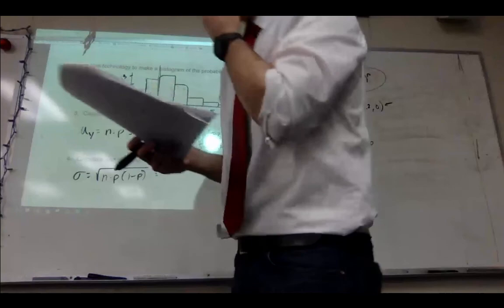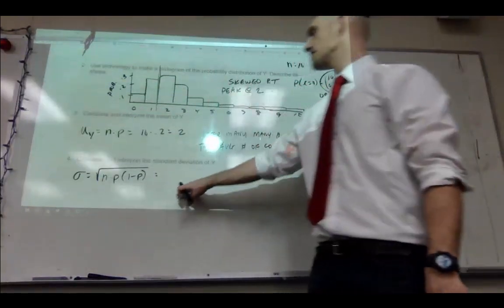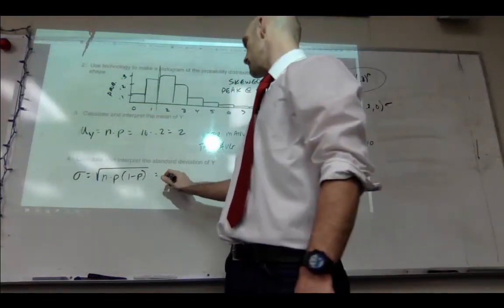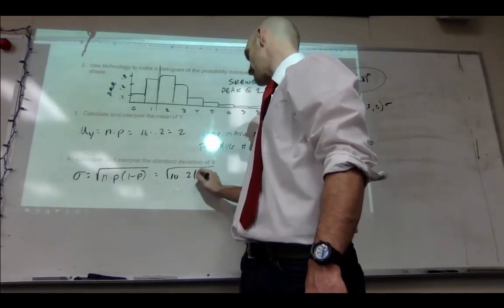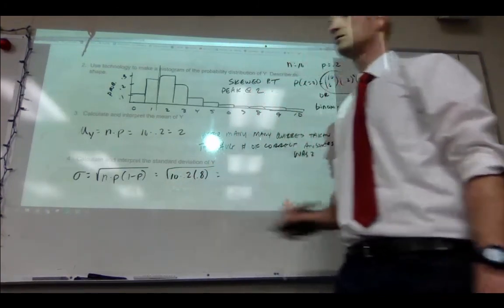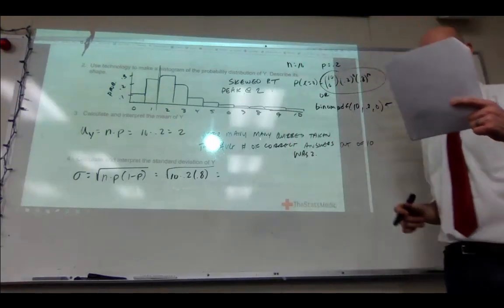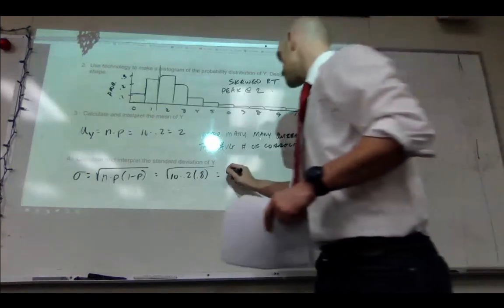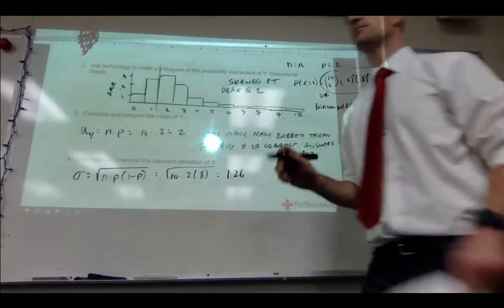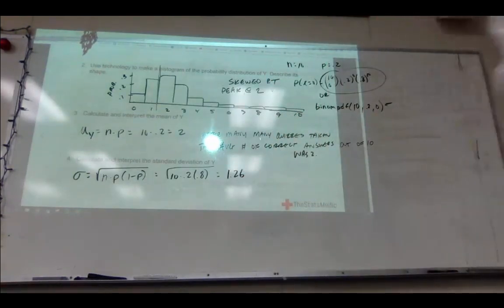Okay. Standard deviation: the square root of n times p times 1 minus p. 10 times 0.2 times 0.8, square root. What do you got? 1.26.